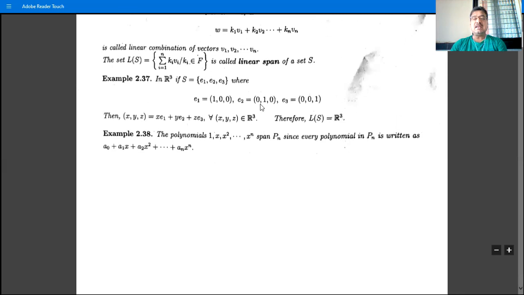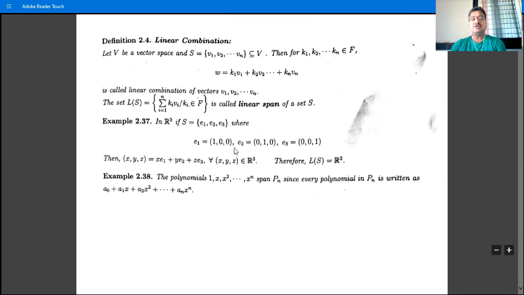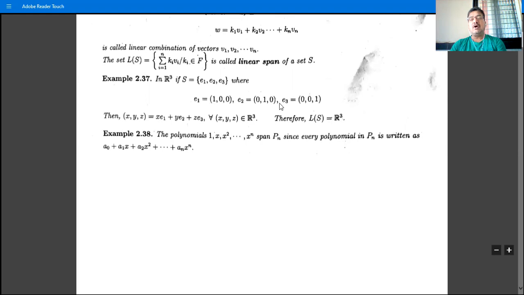What is LS? LS is the set of all linear combinations of these three vectors. For example, one linear combination of these three vectors is 2 times E1 plus 3 times E2 plus 4 times E3. After applying the definitions of addition and scalar multiplication, it is equal to the 3-tuple (2, 3, 4). So we have every element of R3 as a linear combination of these three vectors.